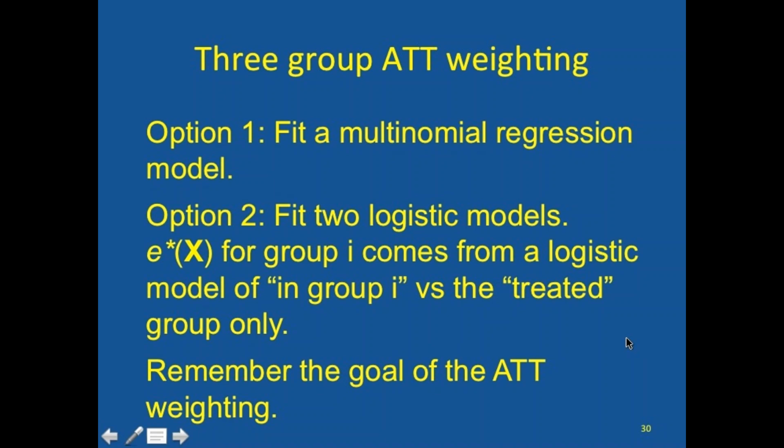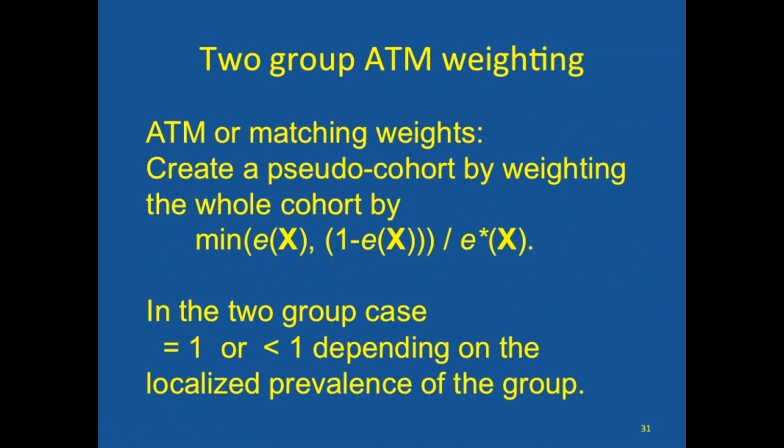Nice. So now comes the trickiest case, and the last case that we'll look at today, which is the ATM weighting, these matching weights. Here in the two-group case, we created a pseudo cohort by weighting the whole cohort by the minimum of being in group 1 or group 2, the propensity score, 1 minus the propensity score, and same denominator, always the same denominator, divided by the probability of the treatment actually got.